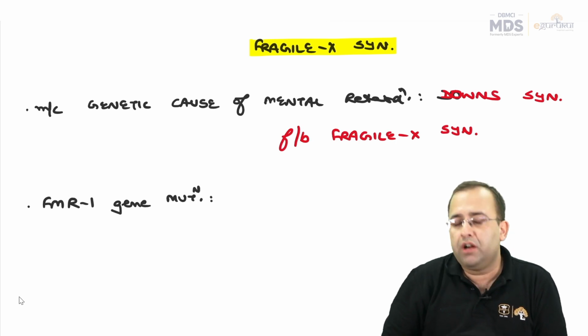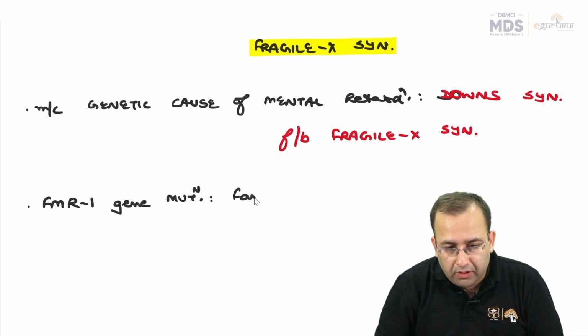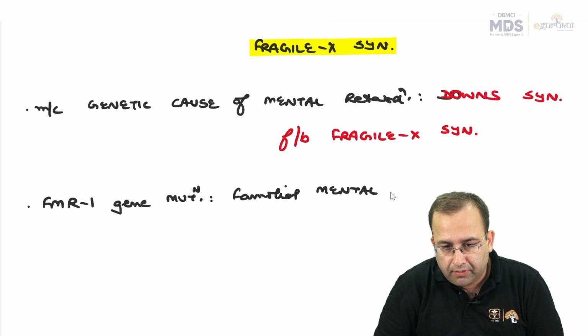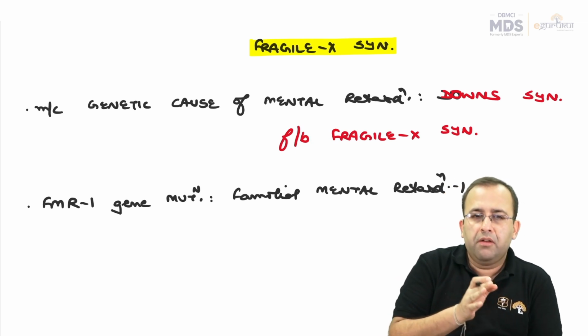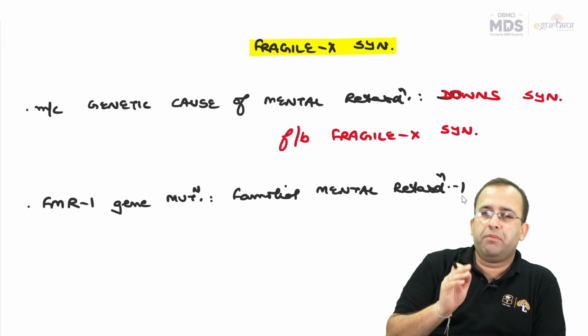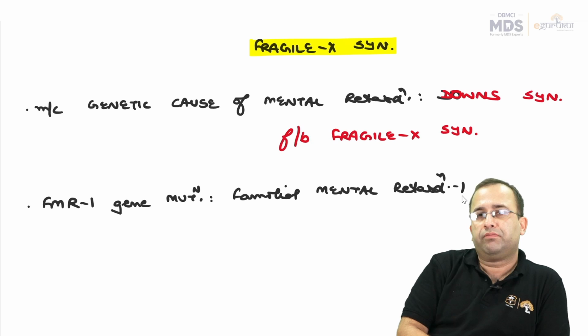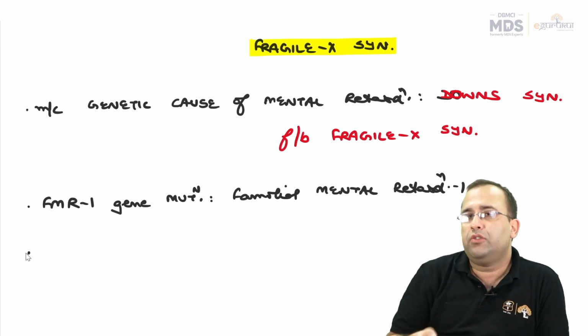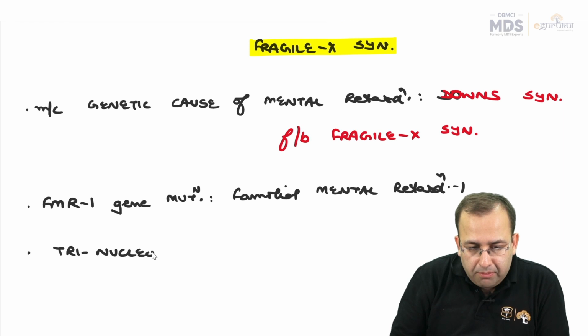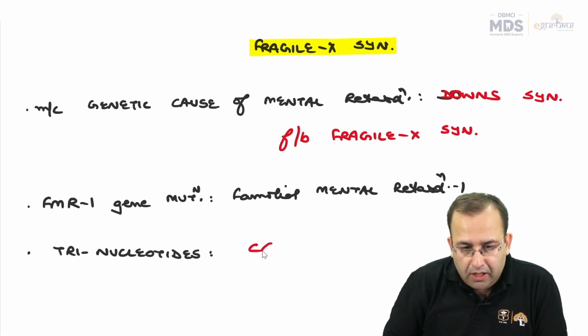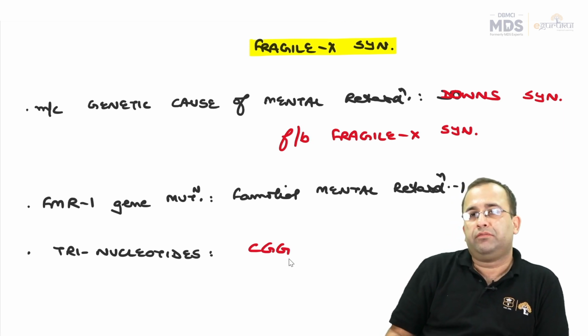Fragile X, FMR1 gene mutation, that is familial mental retardation 1 gene mutation, present on the X chromosome. It is a trinucleotide repeat disease. Which trinucleotides are getting repeated? The trinucleotides getting repeated are CGG.